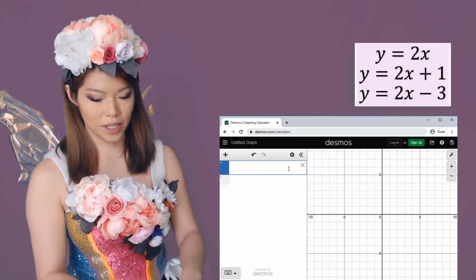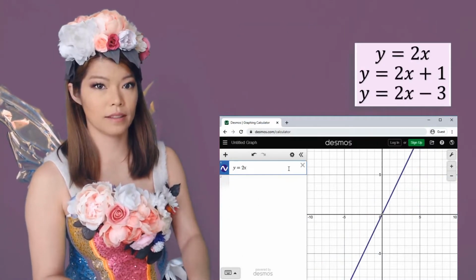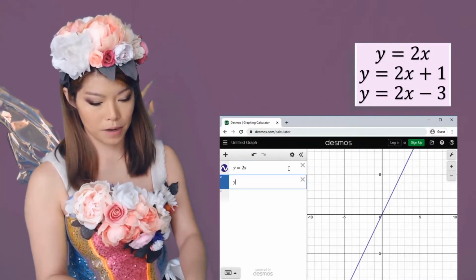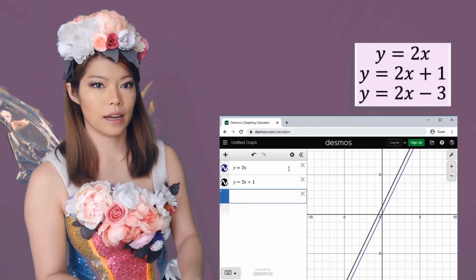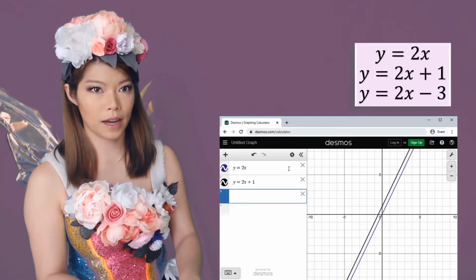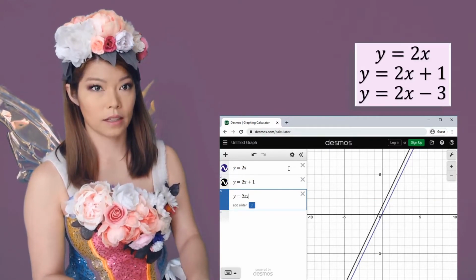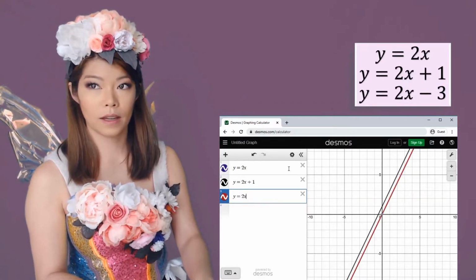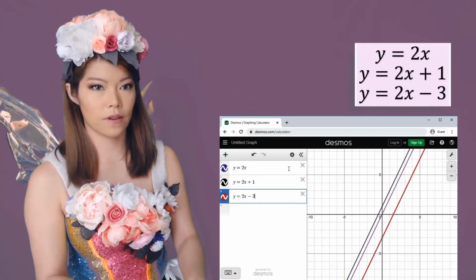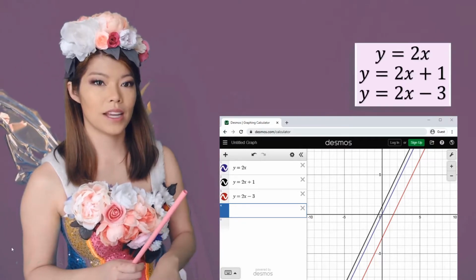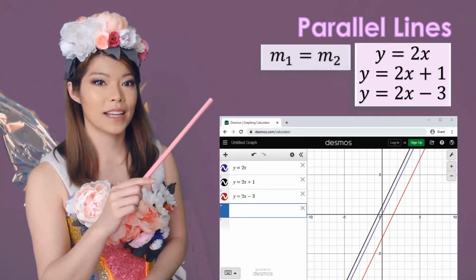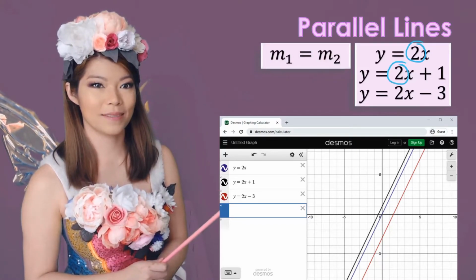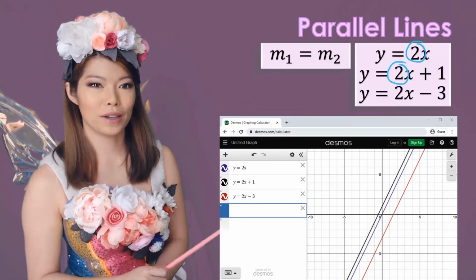Right, let's compare these 3 graphs. Y equals 2x. That one ended up being purple. It's random, but you can change it yourself if you want to. Y equals 2x plus 1 is the black line over there. Y equals 2x minus 3 is the red line. So you can easily see that these lines are parallel lines, and that's because they have the same gradient. So they all have a gradient of 2.